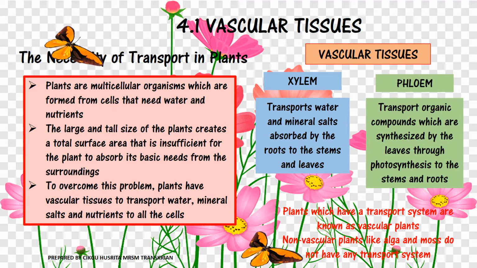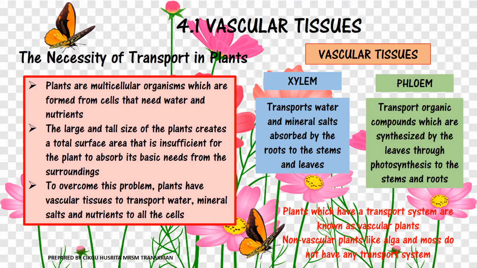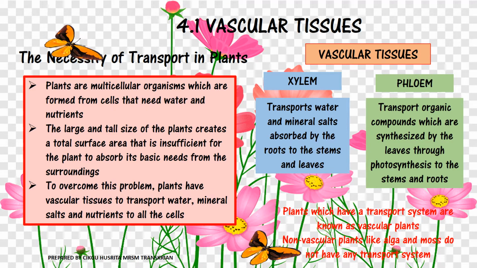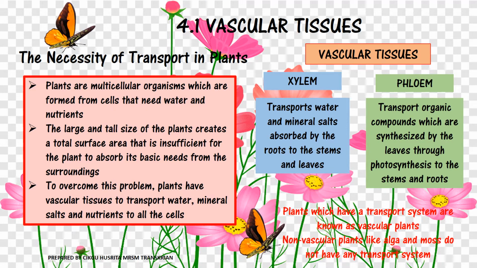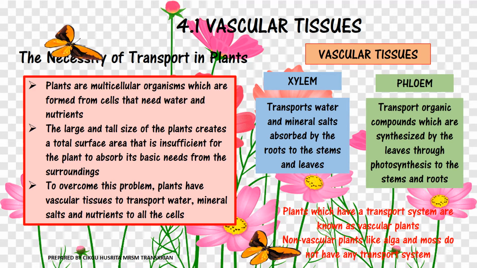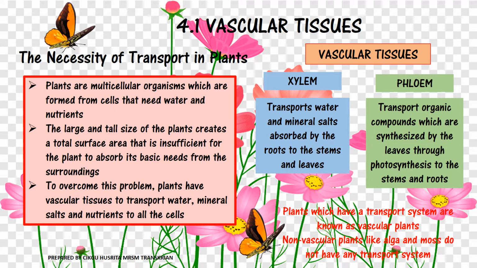Okay, there are two types of plant. One we call as vascular plant. A vascular plant is the plant which has a transport system, which is it has a xylem and phloem. For example, the Eudicot plant and also monocotyledon plant. So they have a xylem and phloem, and this plant we call vascular plant. Another one is non-vascular plant. Non-vascular plants such as algae and moss do not have any transport system because this plant has a very simple process.